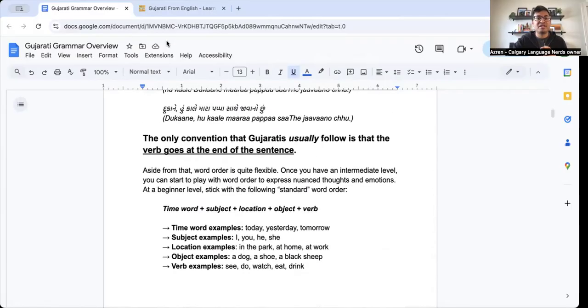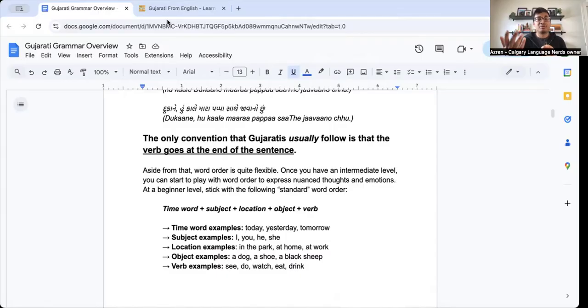The only convention that Gujaratis tend to follow usually is that verbs go at the end of the sentence. Aside from that, word order is pretty darn flexible. And once you have an intermediate level, you can start to play around with the word order to express nuanced thoughts and emotions. But at the beginner level, just stick with the standard word order.